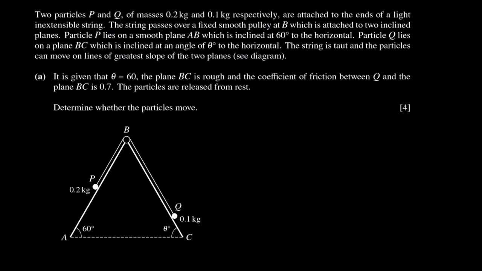Sorry, I beg your pardon. The plane BC is rough and the coefficient of friction is 0.7. So let's write that on. So mu here is equal to 0.7. And we want to determine whether or not the particles move.